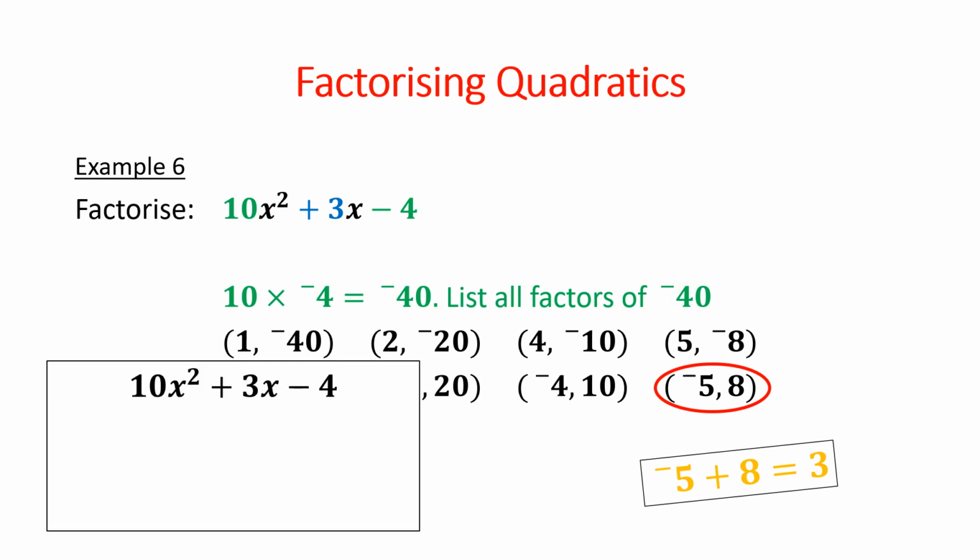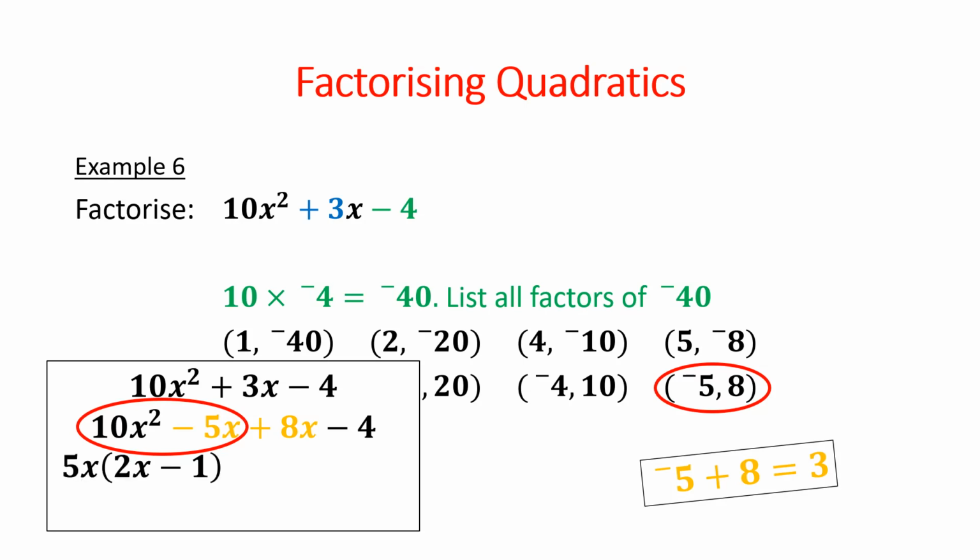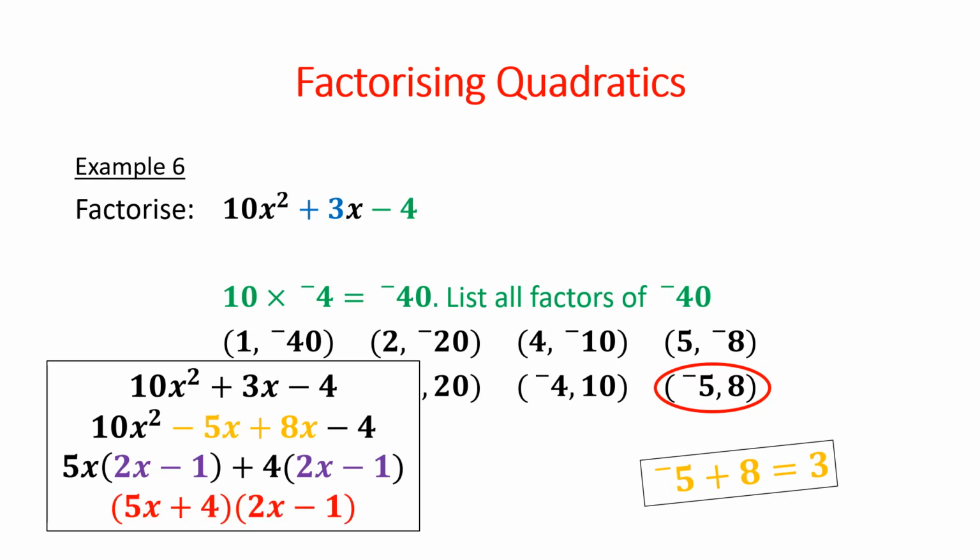Right, what do we do now? Well, we take our expression 10x squared plus 3x minus 4, and we write it in a different way, 10x squared minus 5x plus 8x minus 4, because minus 5x plus 8x equals 3x. Now we start with the first two terms and we factorise them. What's common? 5x is common, so we take 5x out the front and that leaves us with 2x minus 1. Then we factorise the second part. What's common? 4 is common, positive 4, and that leaves us with 2x minus 1. Now, if both brackets are the same right now, this technique's working well. So our final answer is (5x plus 4) times (2x minus 1).